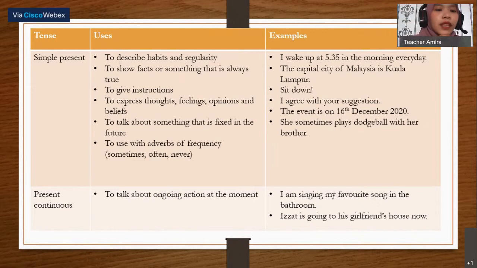And then also you can use simple present tense when you want to show facts or something that is always true. Everyone knows that it is true. The example that we have here is the capital city of Malaysia is Kuala Lumpur. Is it true? Yes, it is. Malaysia's capital city is Kuala Lumpur. It's not Putrajaya. It's not Perak. It's not any other city. It is Kuala Lumpur. So it is well known.